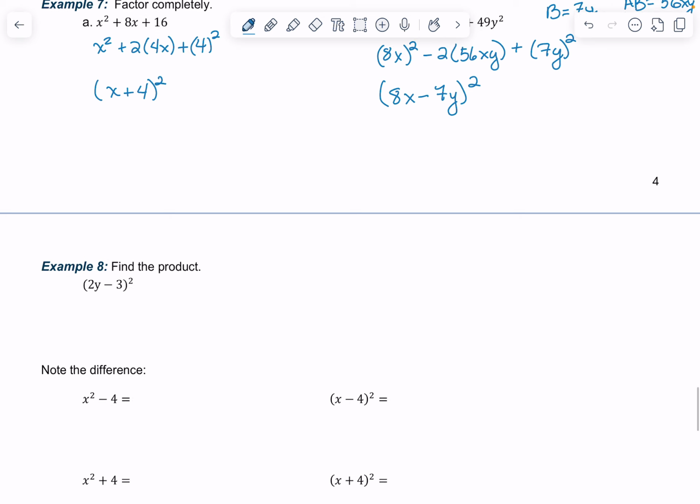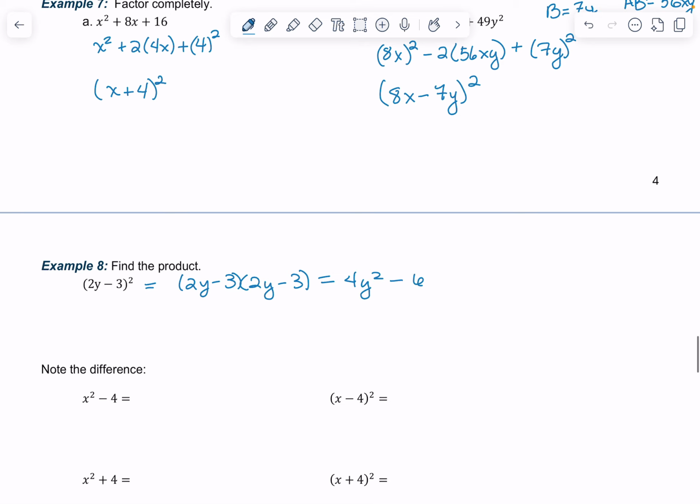If I want to find the product here of this, I can do one of two things. I can do 2y minus 3 times 2y minus 3. I can FOIL it. I'm going to get a 4y squared minus 6y minus 6y plus 9, which is going to be equal to 4y squared minus 12y plus 9. So this is one way to do it.